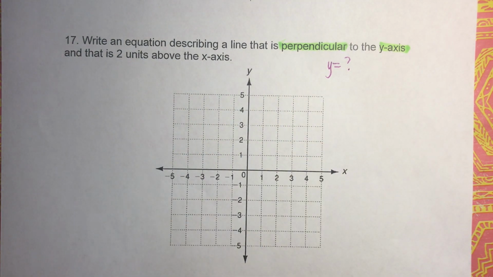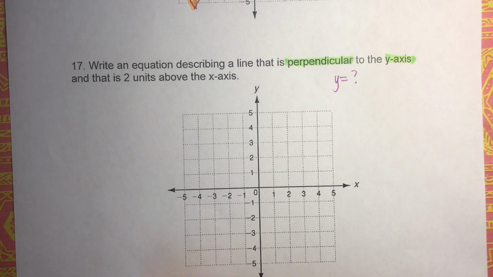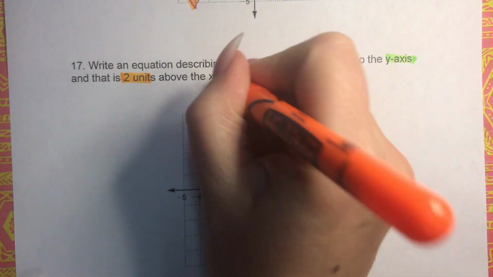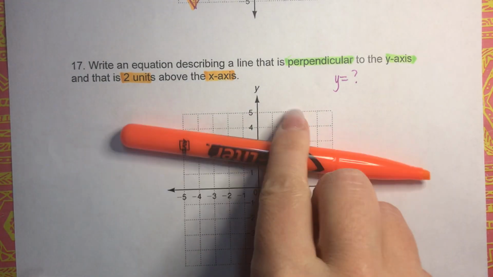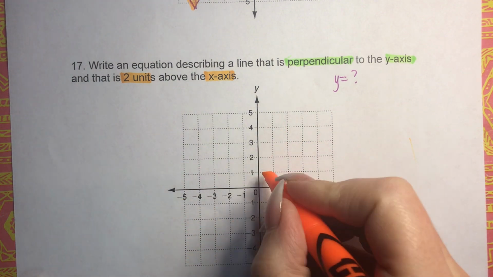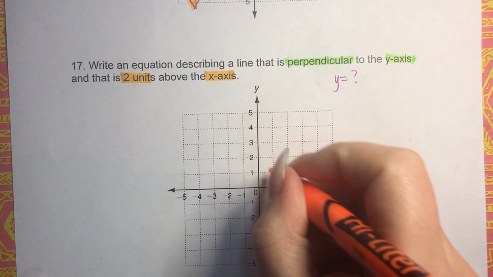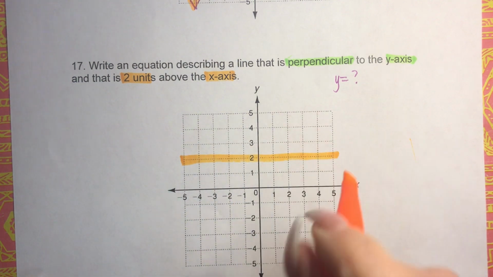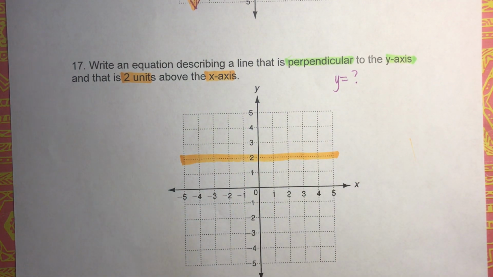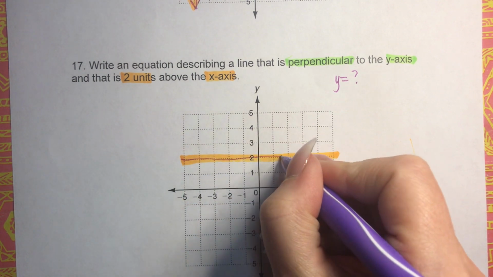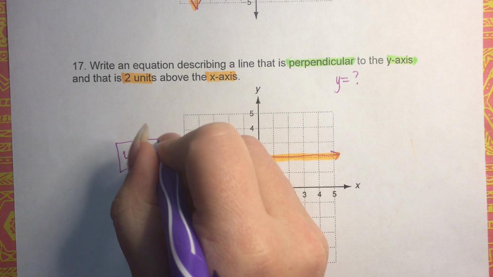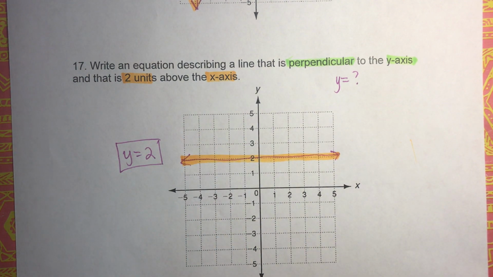Okay, so let's go to the next bit of information, which says, and is 2 units above the x-axis. So we know it's like this, right? And it's 2 units above the x-axis. So it would be this particular line right there, which would be y equals 2. So if you got that right and you did that graph, amazing.